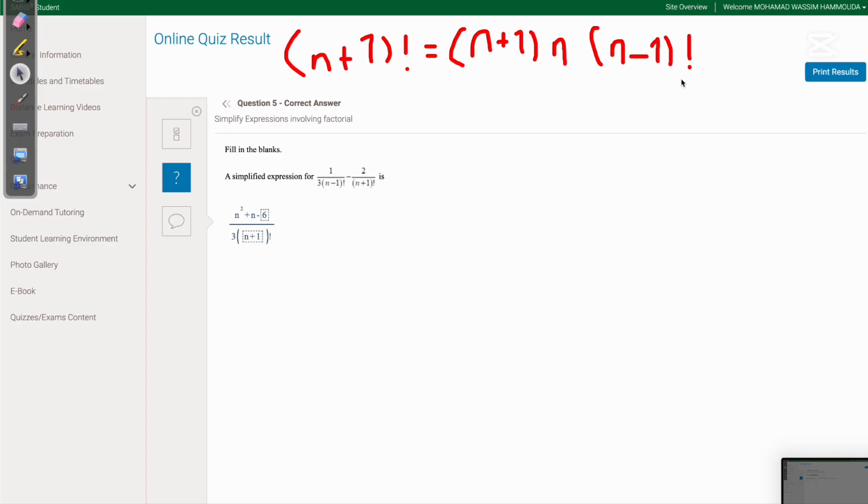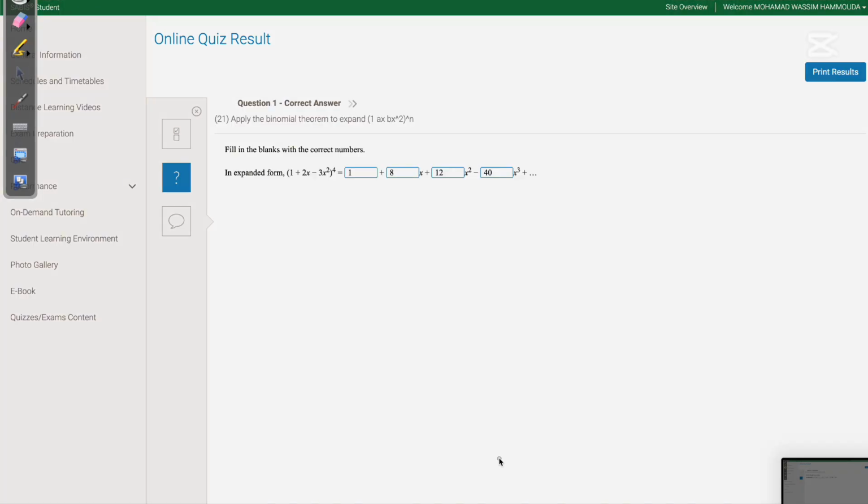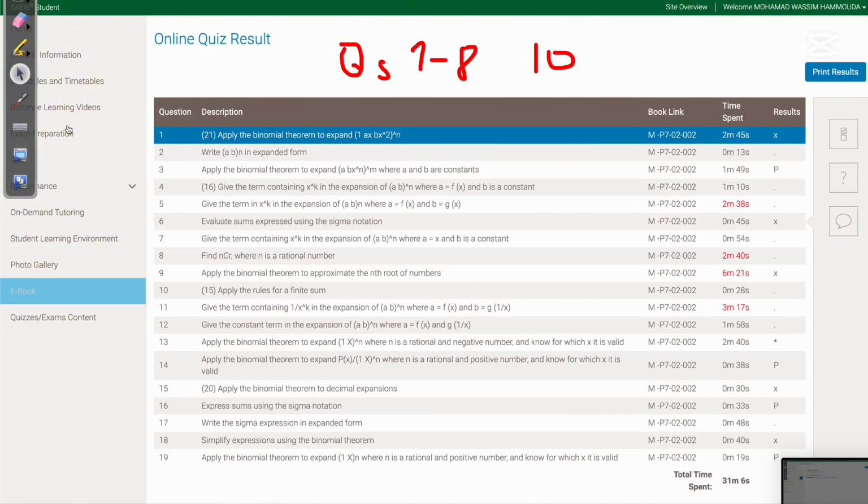So that will be it for 2.1. The next questions you're going to see soon are for 2.2. For this quiz, what's included is questions 1 to 8, 10 to 12, sorry, 10 to 12, and 15 to 19.